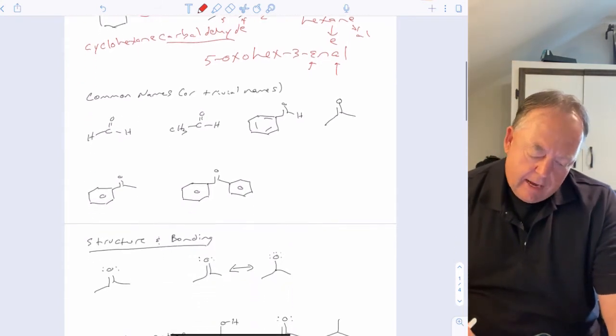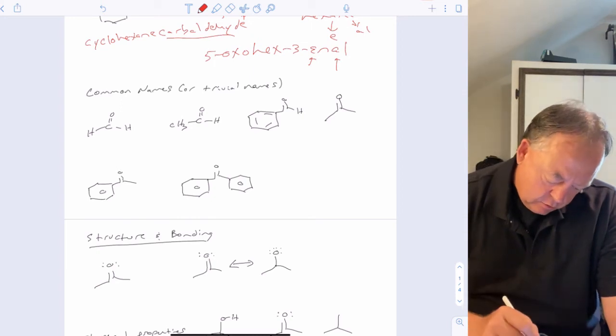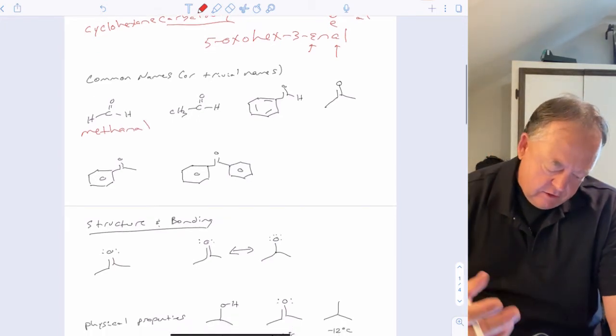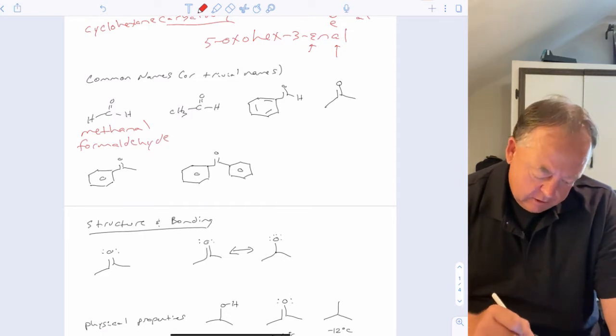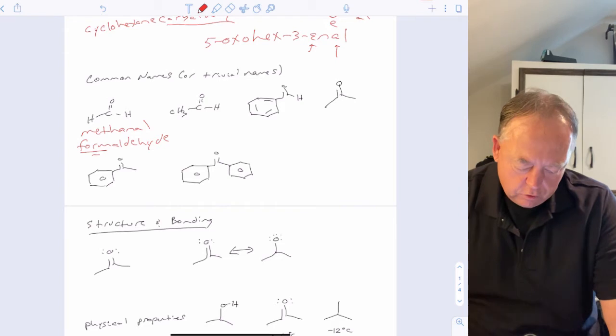Okay, so some aldehydes and ketones have common names that you just have to have memorized. So technically, this would be called methanal, but no chemist ever calls it that. They usually call it by its more common name, which is formaldehyde. So we'll see this form a lot the rest of the semester. So 1 carbon is form.